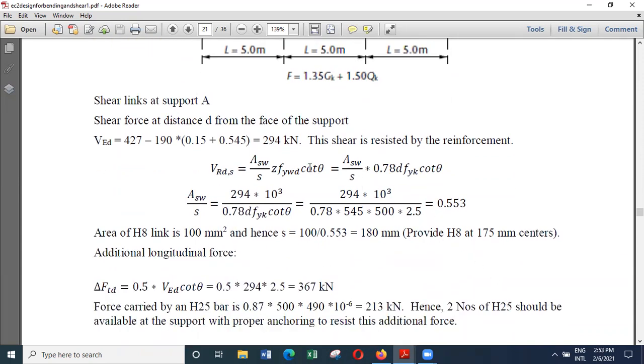So you can see when the shear capacity is exceeded, you can straight away find the reinforcement. And when you find the reinforcement, you also have to find the horizontal component of the forces acting within the truss analogy, the horizontal component that arises due to shear. The horizontal component that arises due to shear is given by 0.5 times VEd cot theta. And that shear force is 294 multiplied by 2.5. So you get a substantial value, 367 kilonewtons.